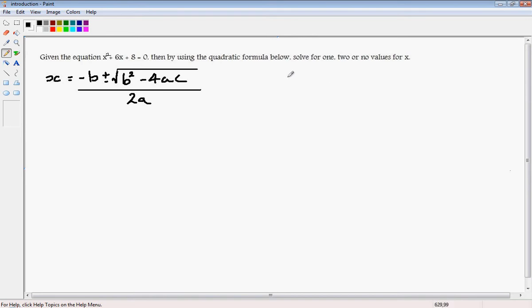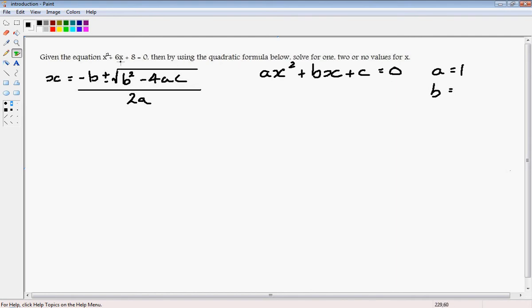So the first thing we do is we find out the A, the B and the C values. So remember that the generic formula for the quadratic equation is ax squared plus bx plus c. So this is where we get the A, B and C values from. So A is the number of x squareds. Now we can see that there's just the 1. So A is 1.